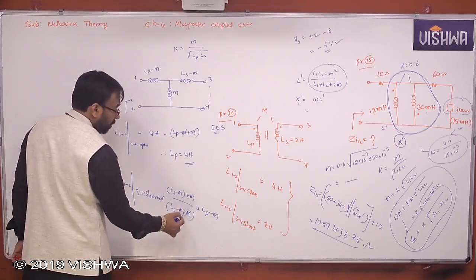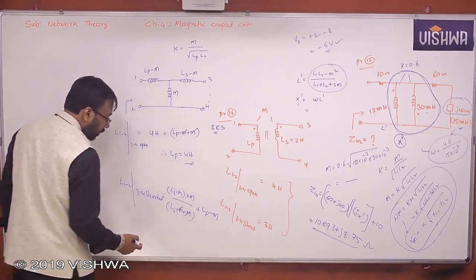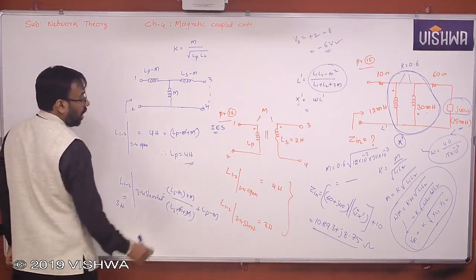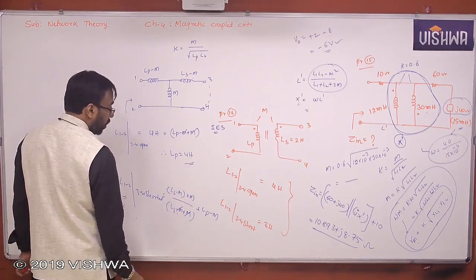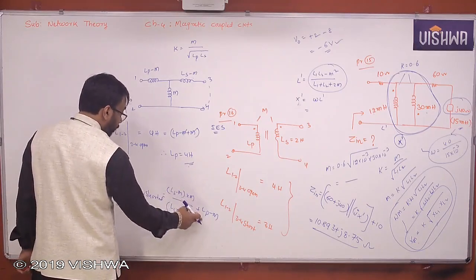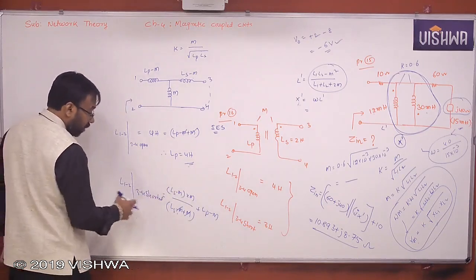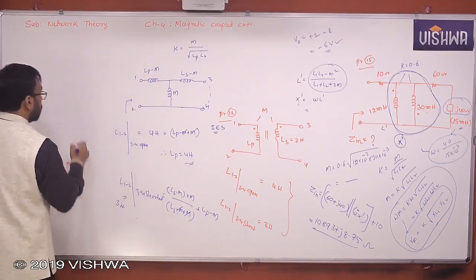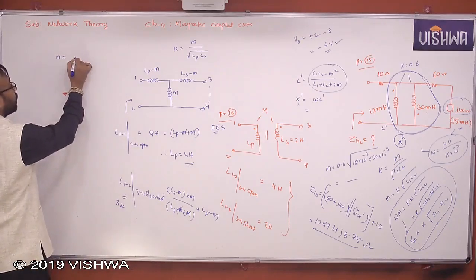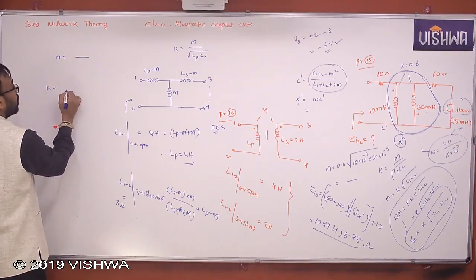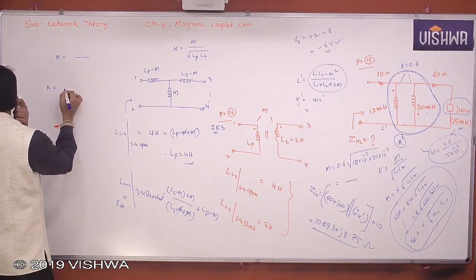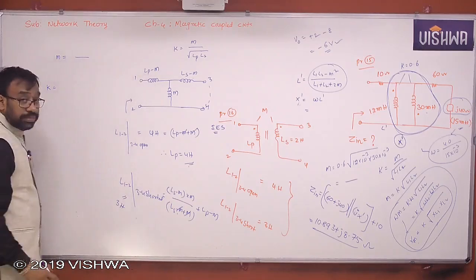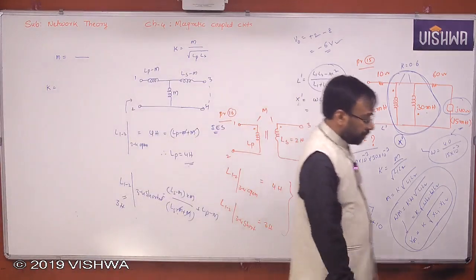So therefore what will happen? M gets cancelled. And this value was already given as what? 3 Henry. And you already know LP. You know the total equivalent. You were already given the LS value also. So substituting all these things here, you will get the M value. Once you know the M value, substitute in this one, you will get the K value. That's it. Understand all of you? So please do that.